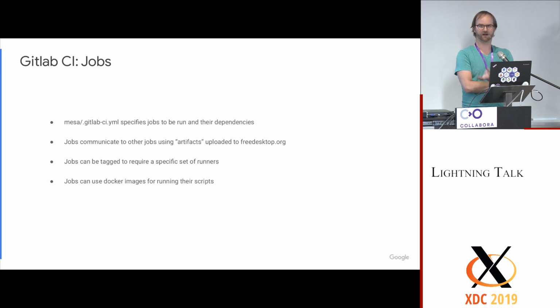GitLab, our Git hosting service that we use for freedesktop.org, has integrated CI. You specify in your repository a little YAML file. I'm not a fan of YAML, but I've learned to work with it. You specify a bunch of jobs to run. Jobs are basically just shell scripts or a small set of commands. You get to specify dependencies between your jobs, so you can have a build job and then multiple test jobs that consume that. The jobs communicate to each other using artifacts.